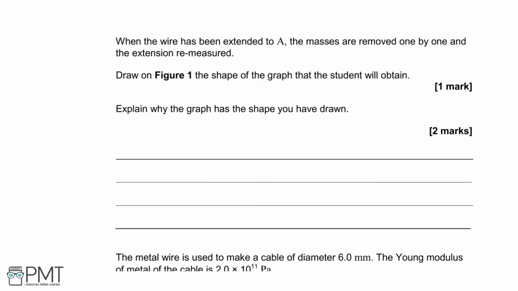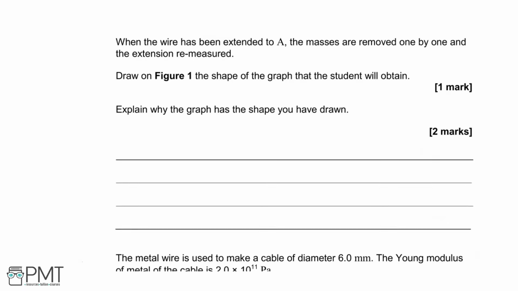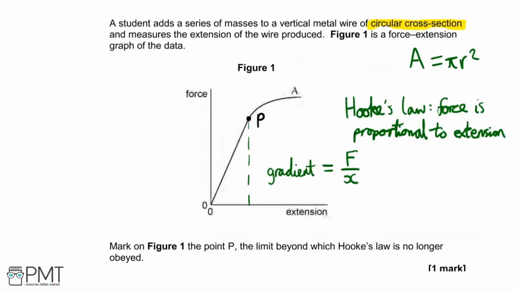When the wire has been extended to A, the masses are removed one by one and the extension remeasured. Draw on figure 1 the shape of the graph that the student will obtain. So what you need to bear in mind with this is that when you're unloading the material, when you're removing the forces, actually it continues to obey Hooke's law. We get a straight line that moves back. And you'll notice I've drawn that line parallel to the Hooke's law region to start with.